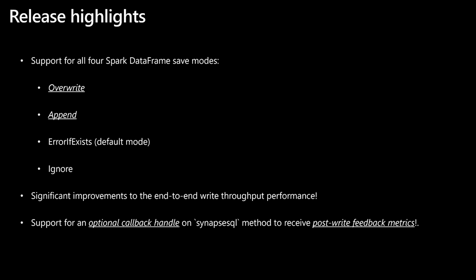The last one is an optional callback handle on the Synapse SQL method. It's a Scala function that users can pass to receive post-write feedback metrics. The metrics are both quantitative and descriptive. So you can use this information to build better control structures, like if you are sourcing data from multiple different disparate data sources with the same schema, for example, and writing to the same target table, you can build an iterator over that collection of data sources and continue to advance in your write as long as you are successfully completing each of those requests.